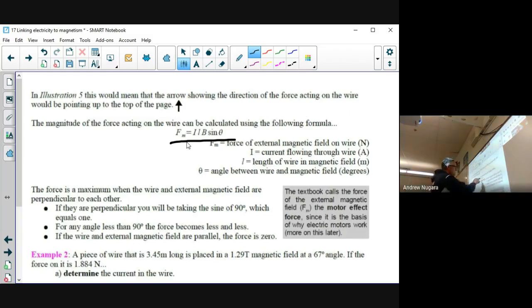L, the length of the wire. B is the magnetic field strength, and it's measured in Teslas. And sine of theta. So sine of theta means the angle, if it's perpendicular or parallel. Because if it's sine of 90, in other words, a 90-degree angle, you're going to get the maximum amount of force. If it's sine of zero, what's the sine of zero? Zero. So you get no magnetic force.